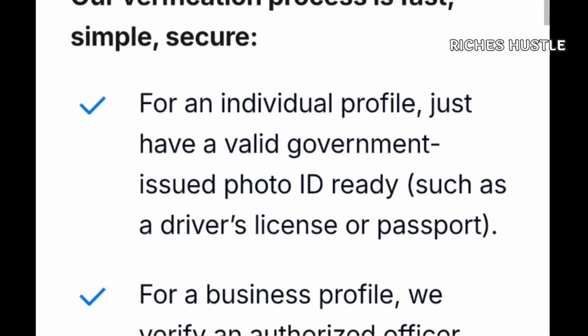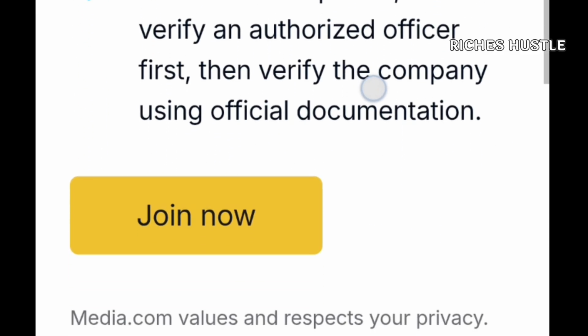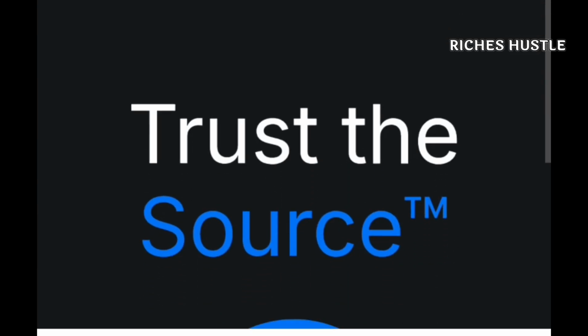What topics can you write about? Medium welcomes every topic. But some niches are very popular and high-paying. 1. Finance, personal finance, saving tips, investment guides. People want to learn about money, and you can provide them with value. 2. Self-improvement, habits, mindset, goal setting, life lessons. These topics are always evergreen and engaging.